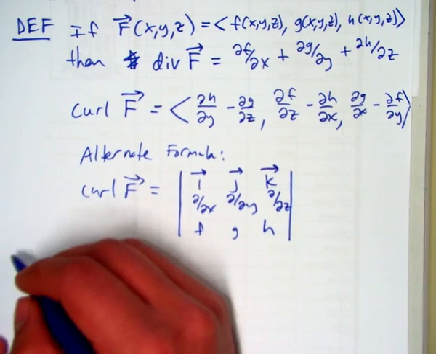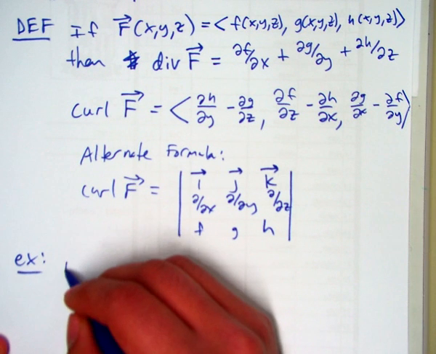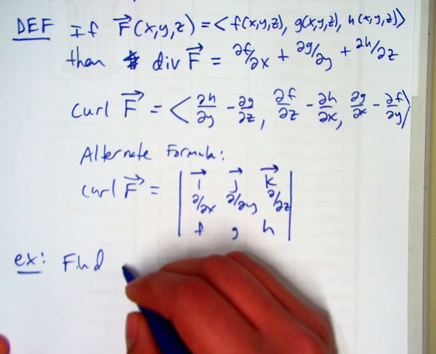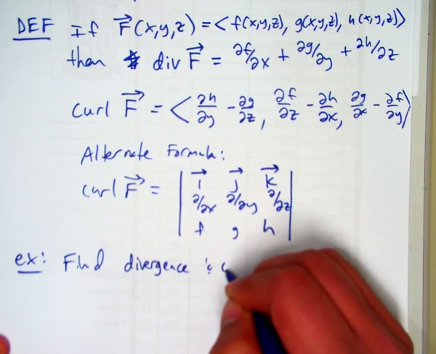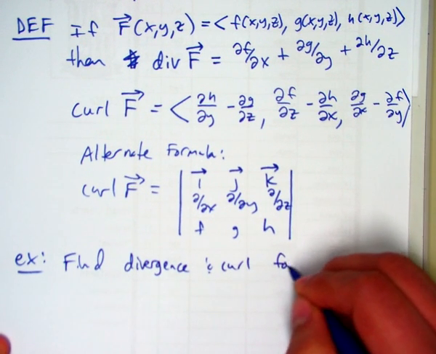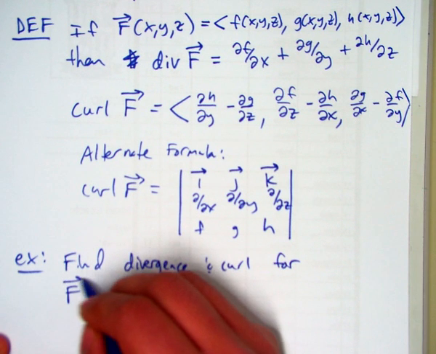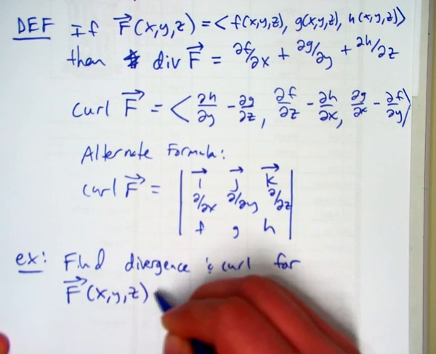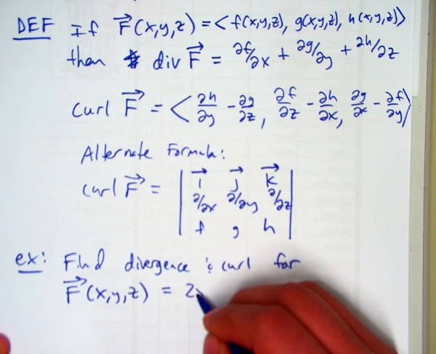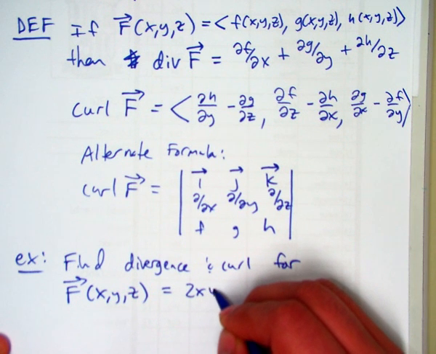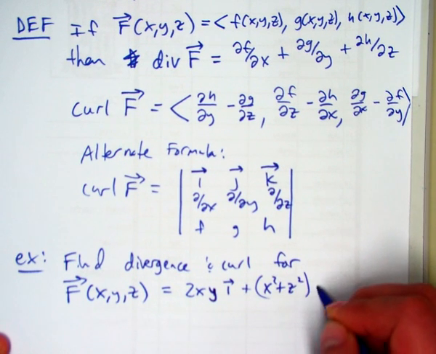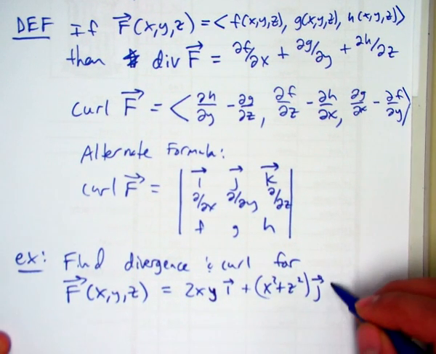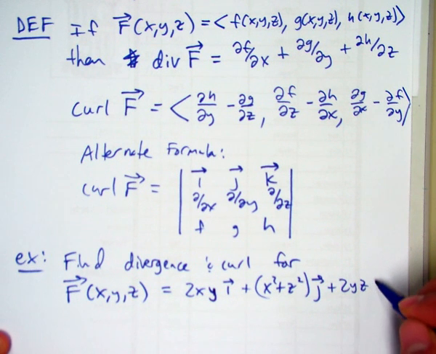All right, why don't you guys try this example? Find the divergence and curl for the vector field F of x, y, z equals 2x y i plus x squared plus z squared j plus 2yz k.